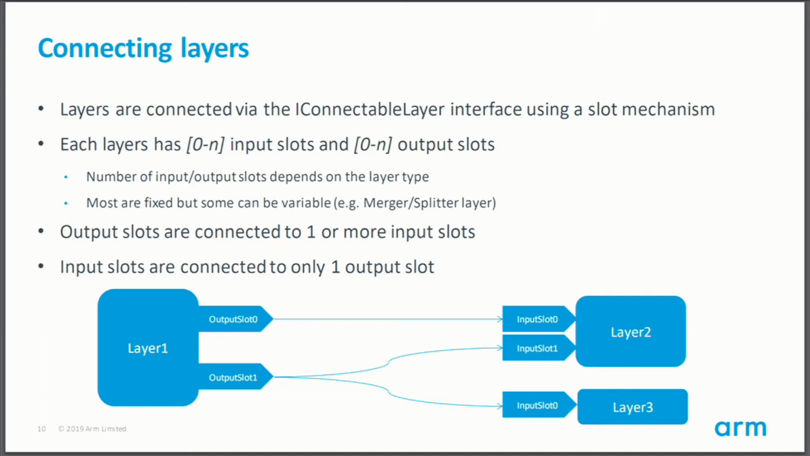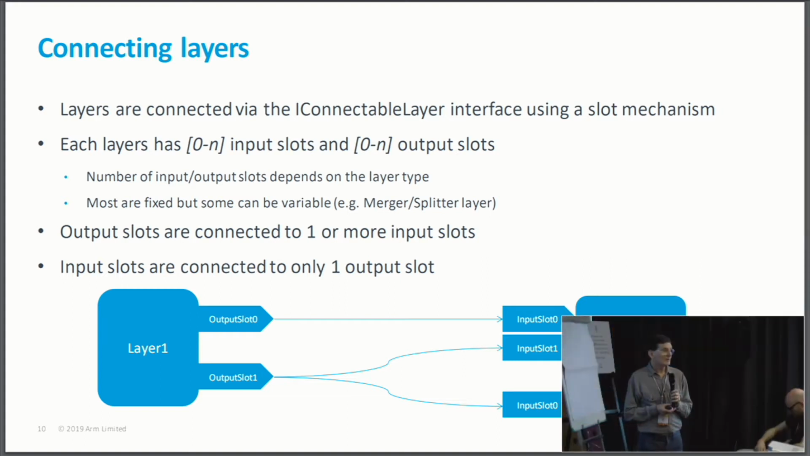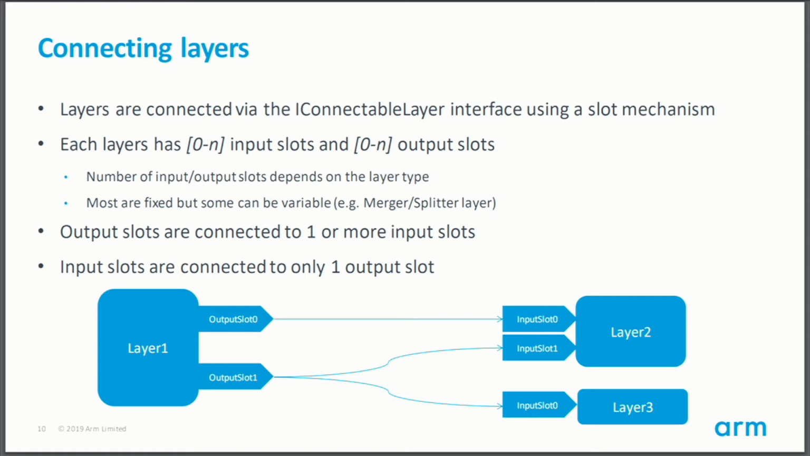The layers have to be connected together. They're connected using the IConnectableLayer interface, and that defines a slot mechanism. Each layer can have any number of input slots and any number of output slots. The number of input and output slots is generally defined by the layer itself. For most layers, it's a fixed number. For some layers, it's a variable number. The output slots can be connected to one or more input slots in a graph, as shown here. So we've got the output slot from layer 1 going to input slots on layer 2 and layer 3. But input slots can only ever be connected to one output slot. So you can't have multiple outputs going into one input.